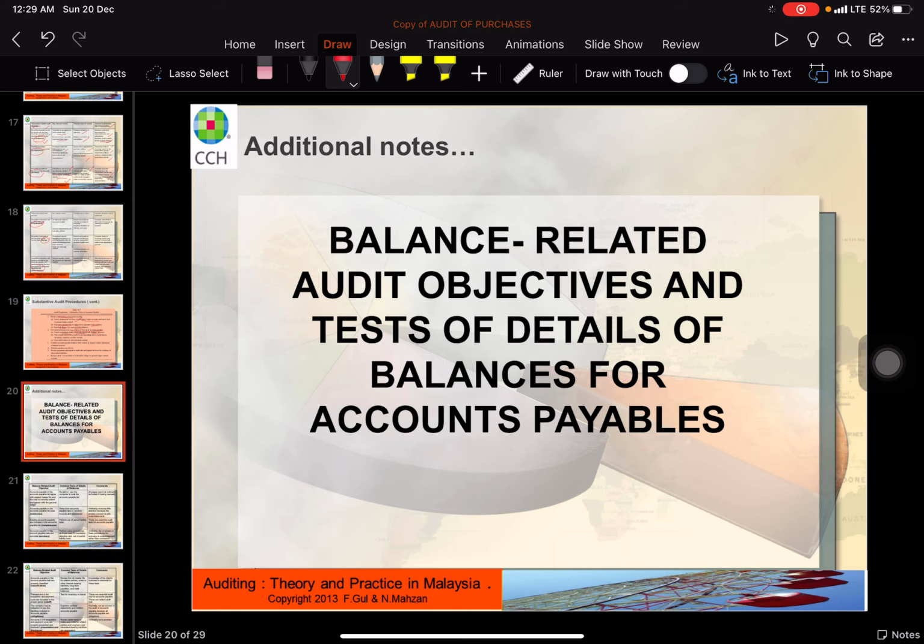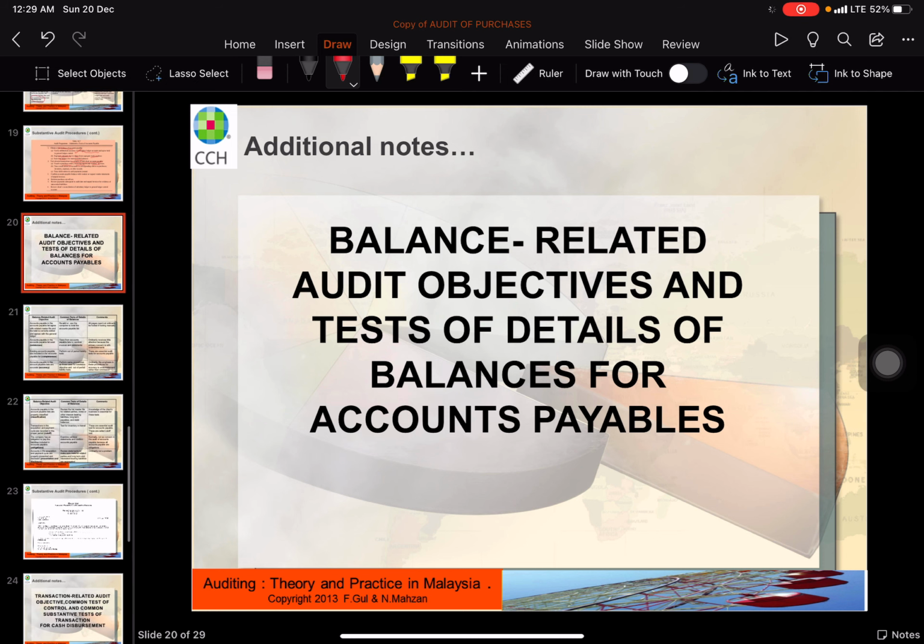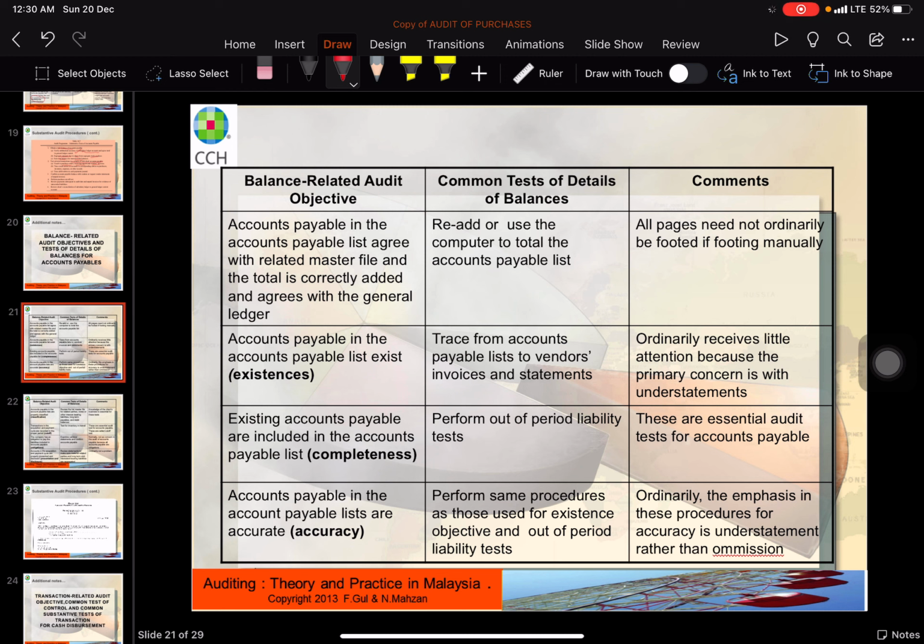Alright, balance-related audit objectives and tests of details of balances for accounts payable. This is the balance-related audit objective. Same as before: existence, completeness, accuracy. So this is the test for the balances.